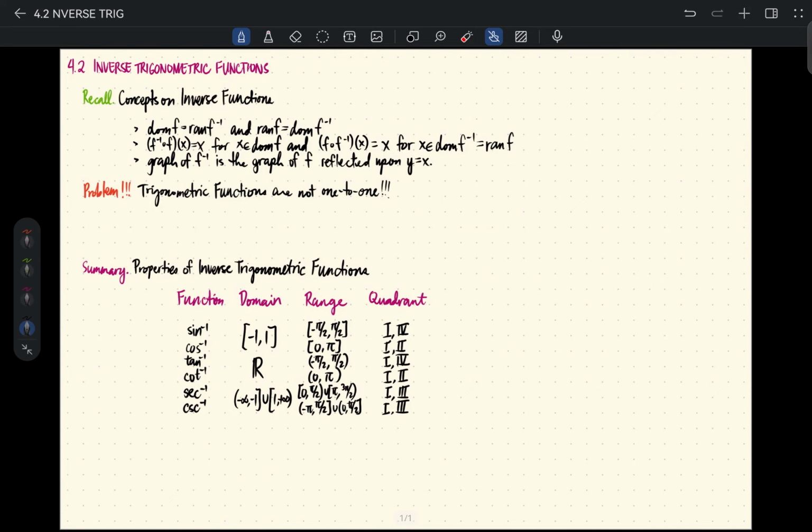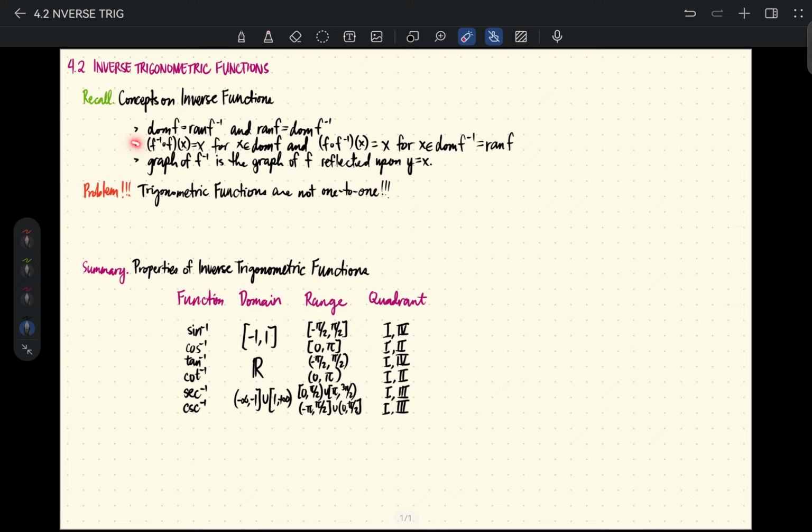For today, we will discuss inverse trigonometric functions. First, let's recall some important concepts on inverse functions. First one is this property pertaining to the domain and range of a function and its inverse. Basically, this is telling us that the domain and range of the function and inverse just interchange with each other. So you have domain of f equals range of f inverse, and range of f equals domain of f inverse.